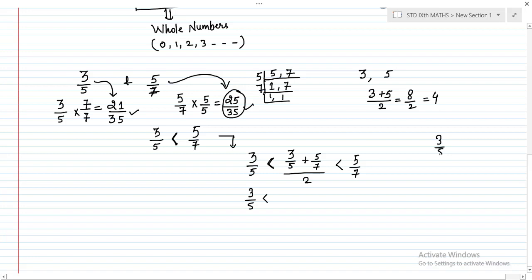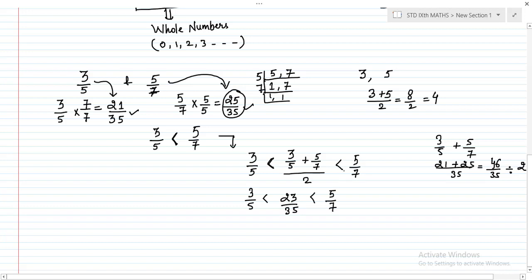So 3 upon 5 plus 5 upon 7 gives LCM 35. So 7 3s are 21 plus 7 5s are 35, 5 5s are 25, which gives 46 upon 35, and divided by 2. So 46 upon 35 divided by 2 will obviously give you 23 upon 35, less than 5 upon 7.